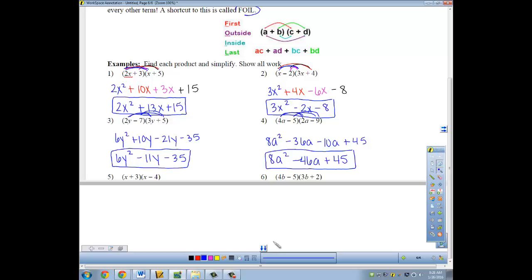Okay, 2 more. Number 5. X times x is x squared. X times negative 4 is negative 4x. 3 times x is 3x. And 3 times negative 4 is negative 12. Combine your like terms, x squared, negative 4x plus 3x is negative 1x, or just negative x, and then minus 12.